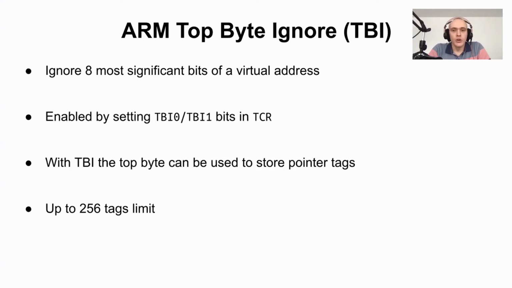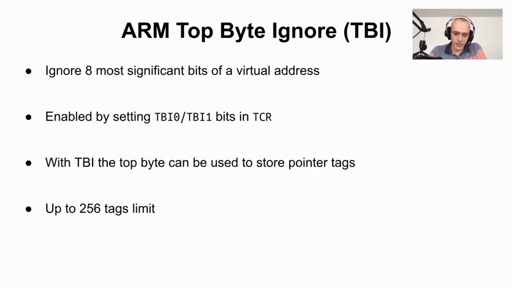ARM top byte ignore is an ARM feature that, when enabled, makes the CPU ignore the top 8 bits of any address it dereferences. You can enable it by setting the TBI bits in the TCR register, and there is a separate bit for user space and a separate bit for the kernel.